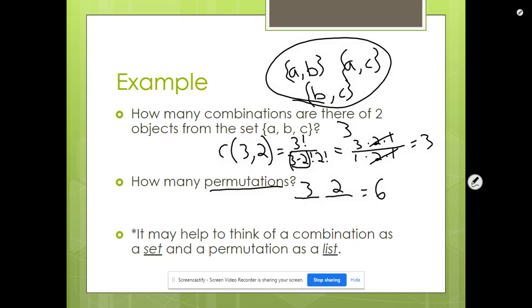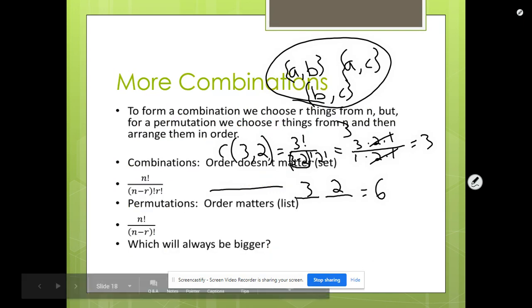All right, one thing to think about, think of combination as a set. When we go back to the sets, we just have our list of numbers or list of letters, whatever. Permutation is a list, all right? In a list, the order that it's in matters, okay? So it may help, may not.